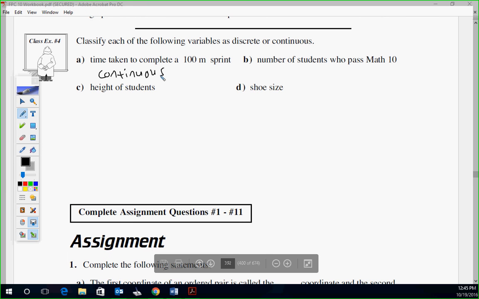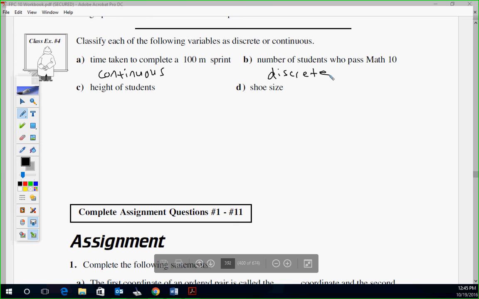Okay, Ridge, number of students who passed Math 10. Is that continuous or discrete? Yeah, that means discrete. We're not going to pass half a Ridge and a quarter of Spencer. Either you're in or you're not.